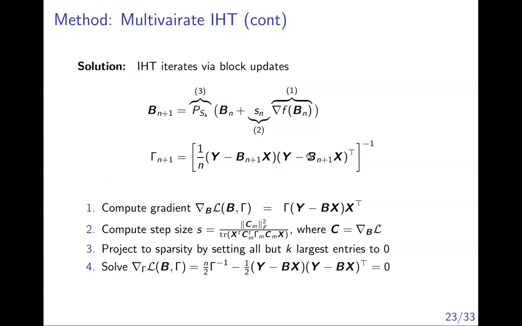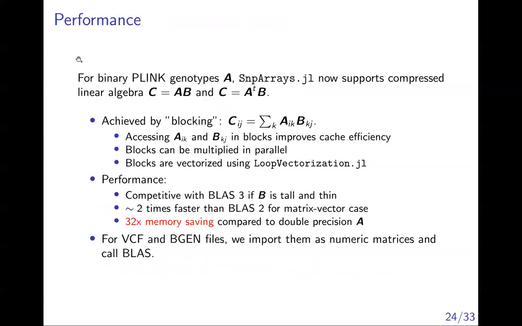Now let's talk about the performance step. It turns out that in IHT, the most computationally intensive step is calculating the gradient, and that involves a matrix or matrix-vector multiplication. Here A is your genotypes, and B and C are numeric matrices. And the idea is, because A can be super big, it could be 500,000 by 500,000, you don't want to do it the naive way. So you want to keep them compressed to save memory, but at the same time, you have to do this fast.